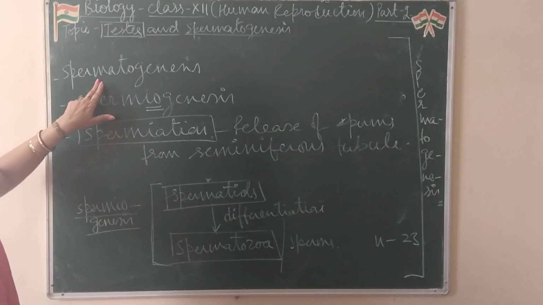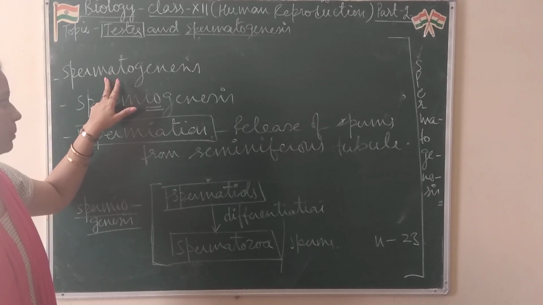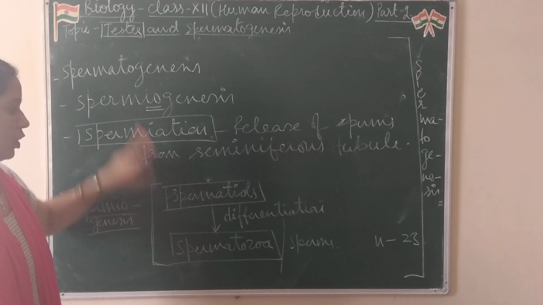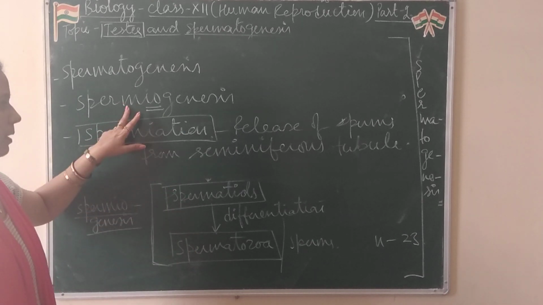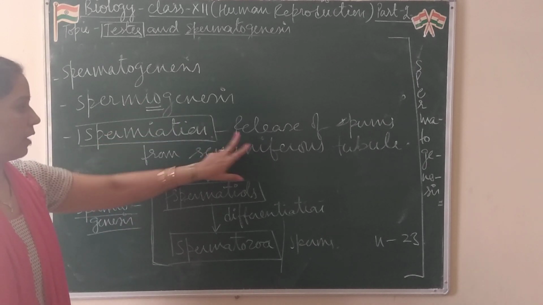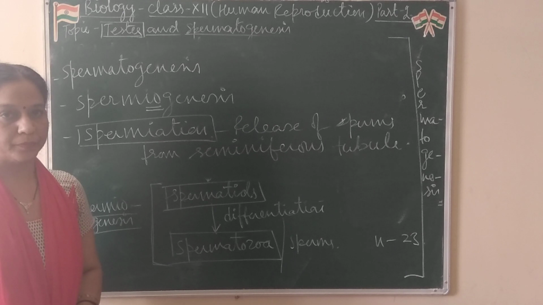Now we can easily see the difference between the three. The process of formation of sperms from spermatogonia by meiosis is called spermatogenesis. Transformation of spermatids into spermatozoa is called spermiogenesis, and release of sperms from the seminiferous tubule is called spermiation.